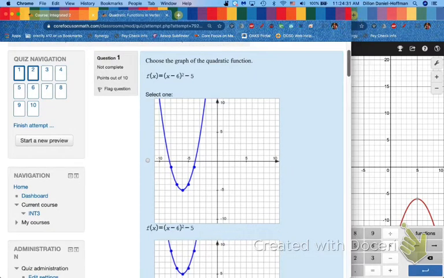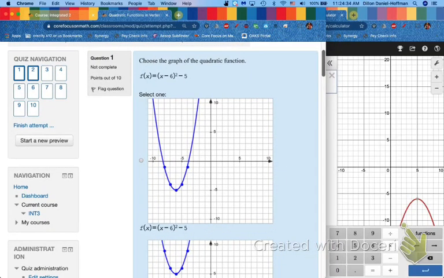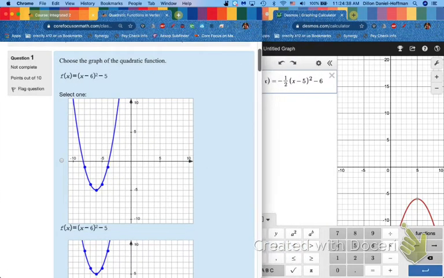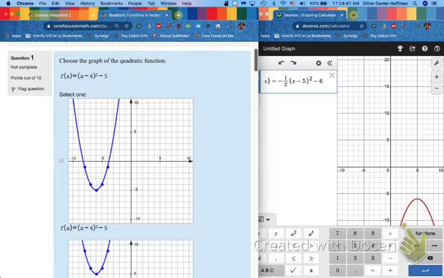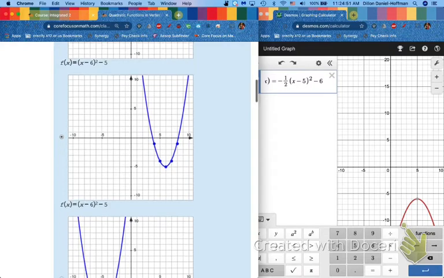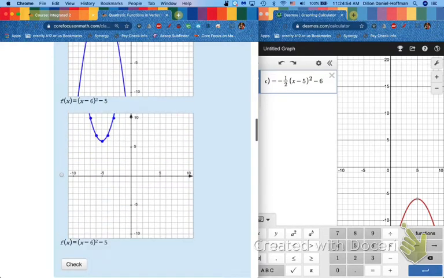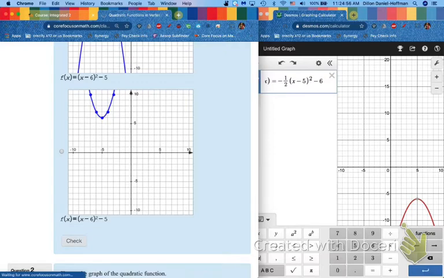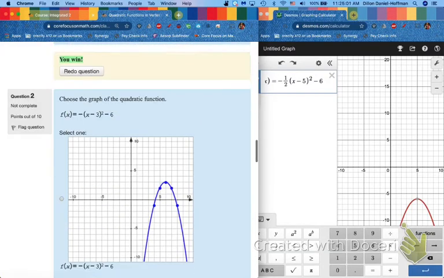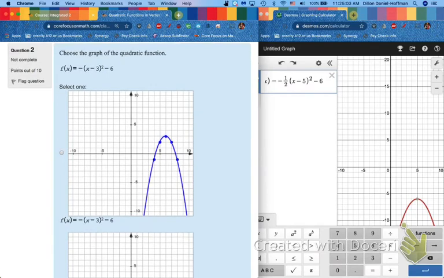Some old graph review here. -6 on the inside of parentheses and then -5 on the outside. So again, this means right 6, down 5. I could type in this equation over here in Desmos, match it up, or I can just go right 6, down 5, bam. It's a regular U because it doesn't have that negative sign right after the equal sign, and that's it. I just love doing these without using a graph calculator.